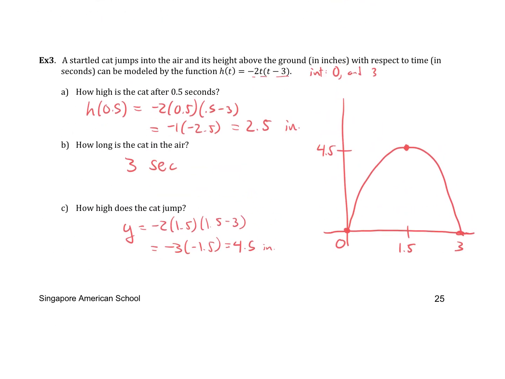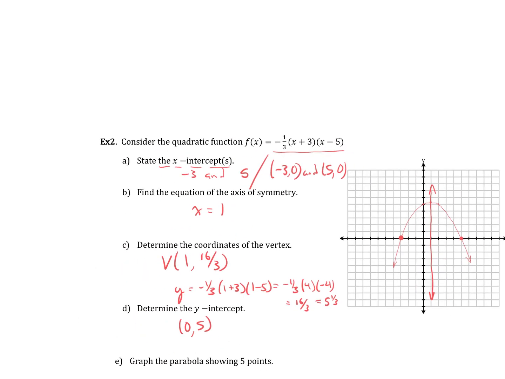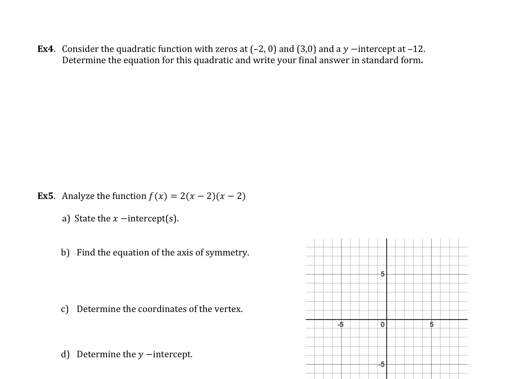Page 2. When we knew where the intercepts were, we said halfway between there must be the axis of symmetry. Next, we have a quadratic equation with zeros at blank and blank and a y-intercept at blank. Okay, so we're going to put this in this form.